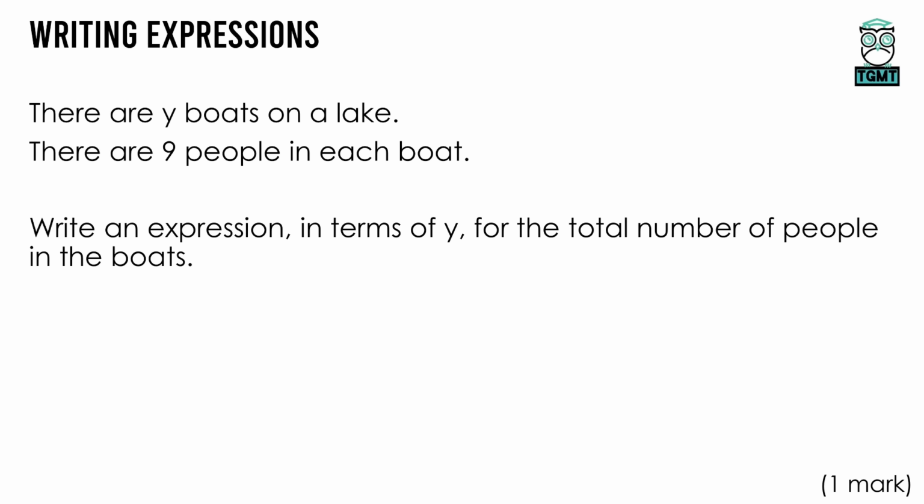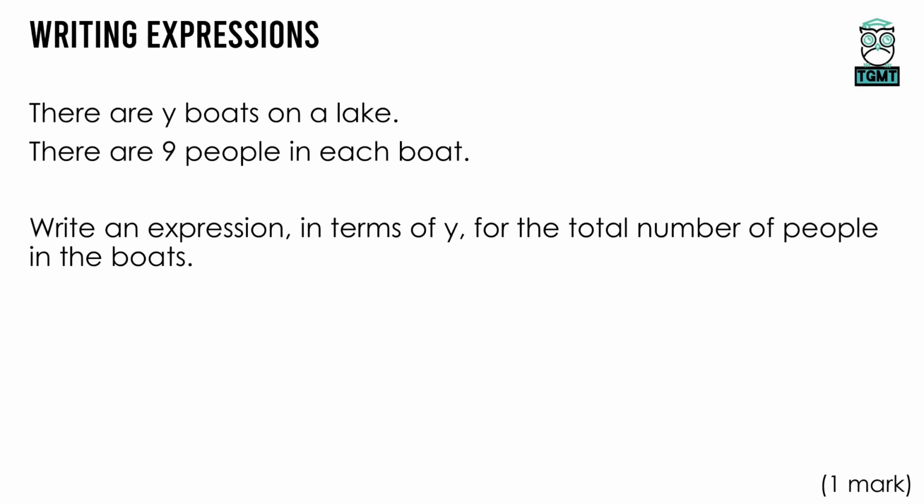It says there are Y boats on a lake and there are 9 people in each boat. Write an expression in terms of Y for the total number of people in the boats. Now these expressions here are typically not trying to trick you. We do just have to think about how we would find the total, or whatever the calculation is, if we knew how many boats there were instead of Y.